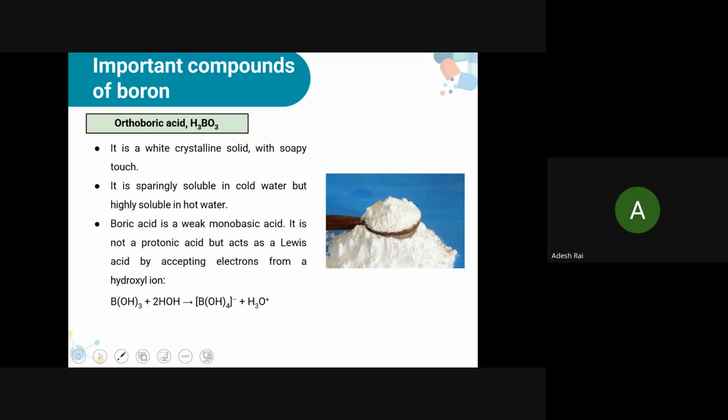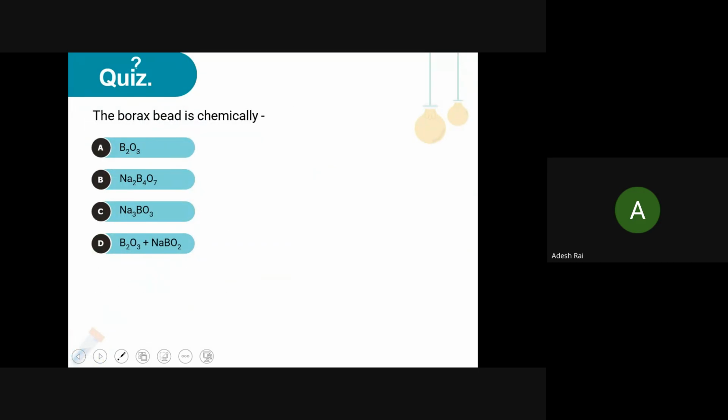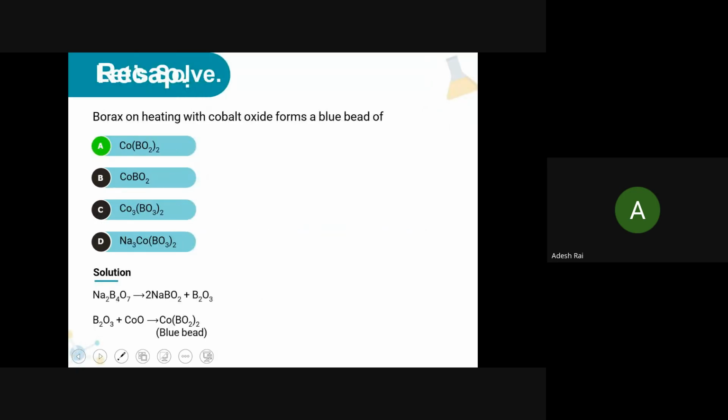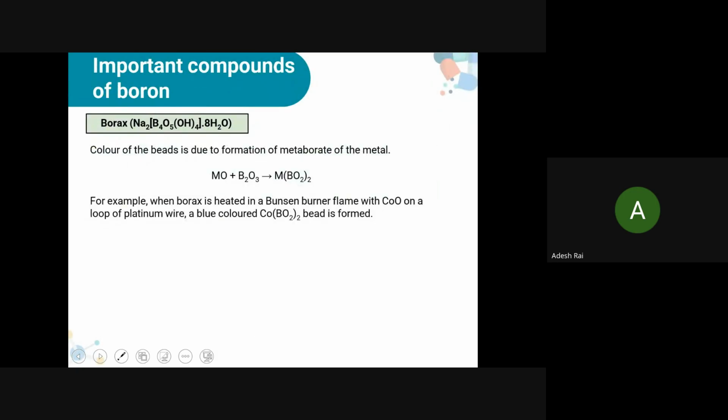For borax, one thing is left. I don't know whether they have discussed this or not. Let me check. Few points are not there for borax, so please write those points. I'll write them for you. What are those additional points that we can write?